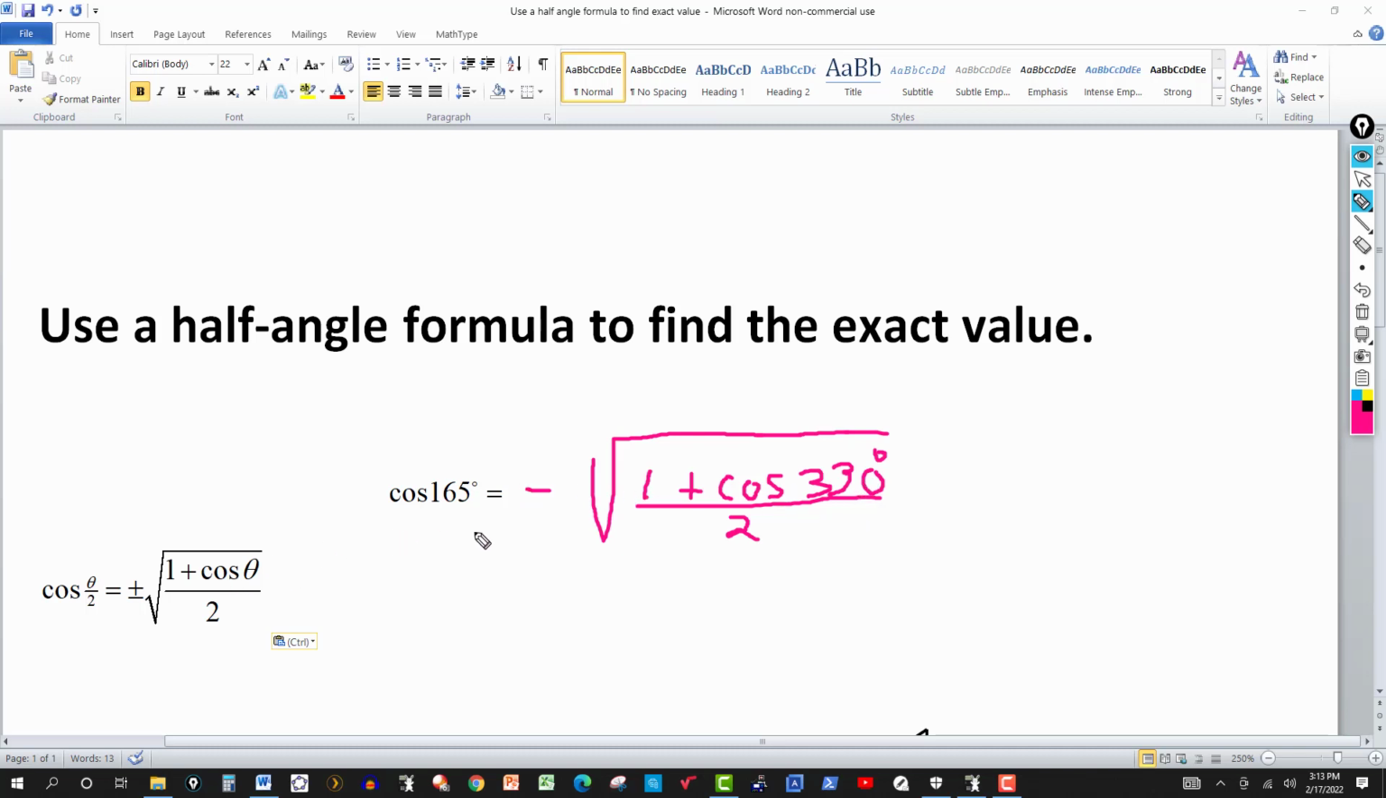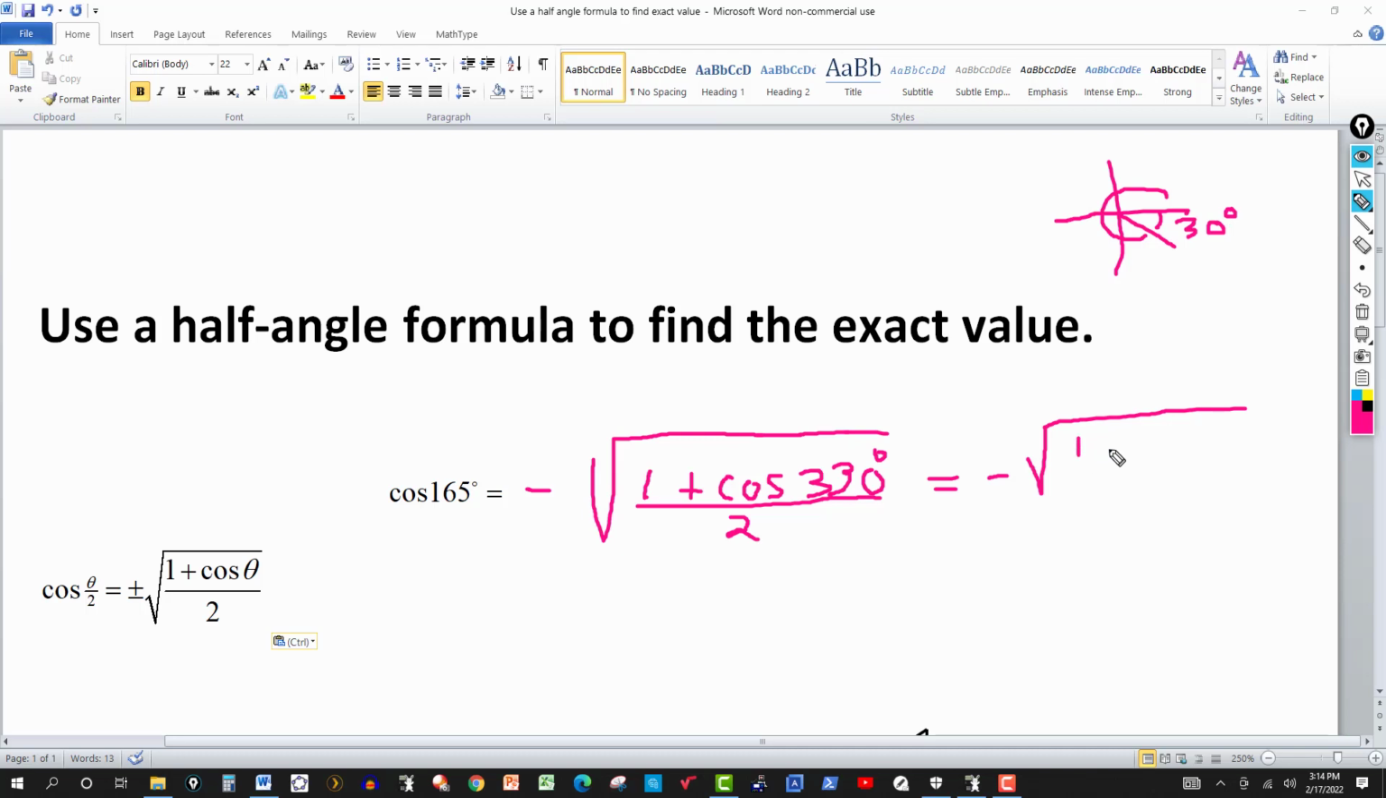So using this formula, the cosine of 165 degrees would be the same thing as minus the square root of 1 plus cosine 330 over 2. So all we have to do now, notice, 330 has a reference angle. And this one, of course, is going to be somewhere in the 4th quadrant. So the reference angle is right here. So that's going to be 360 minus the angle, which will give us 30 degrees.